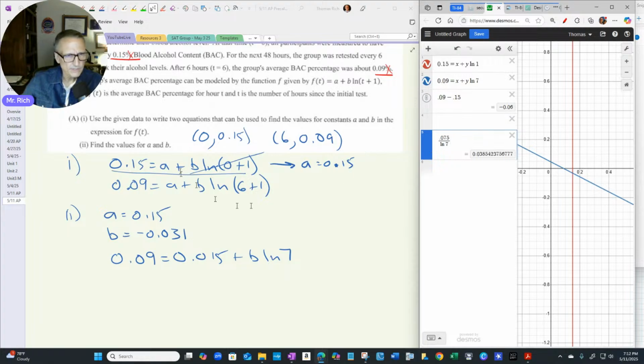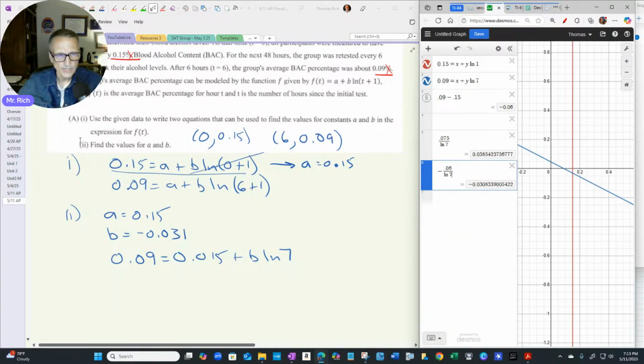Which doesn't make sense. Let's go back. 0.09. Here, A is 0.15. So we have 0.09 minus 0.15. Yeah, no, that makes sense. So then what that means is I'm taking my negative 0.06 and then I'm dividing that by the natural log of 7. And there's my answer for B, which was a negative 0.031. All right, so that's what they want you to do.